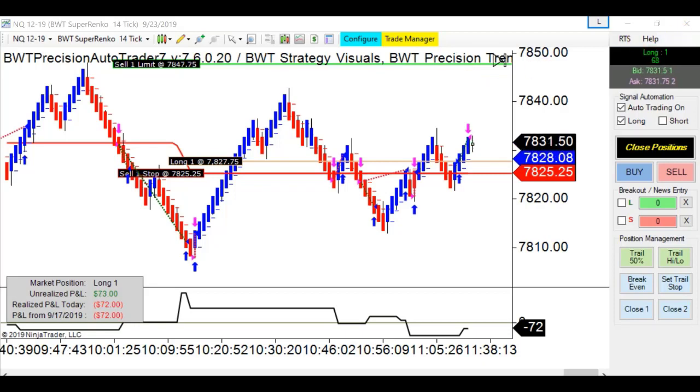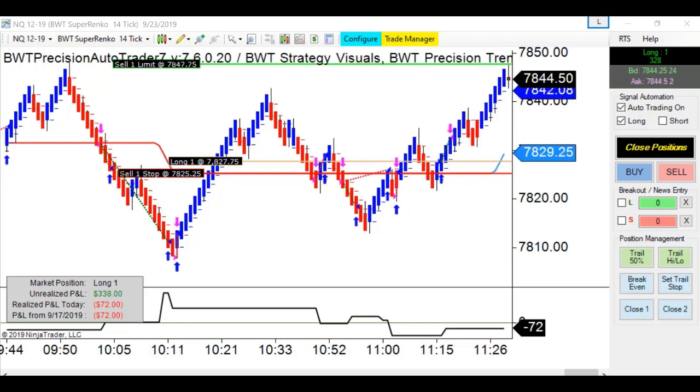Alright, I'm gonna pause the video. Getting close to the second target. Just wanna see if I can catch it. I'm going to disable the longs if I get filled here. Don't necessarily want to take another long into this area. I would like some kind of a retracement.